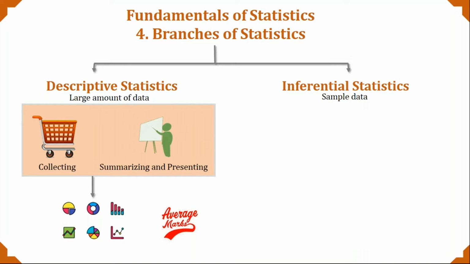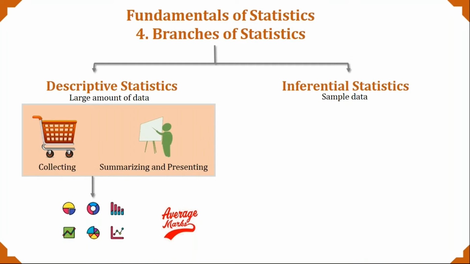Next, let's get into the inferential one. Now we know what descriptive statistics does. It provides information about our group of data. Whatever data we have in our hand, it provides information about that group. But inferential statistics is a branch of statistics that analyzes the sample data to reach a conclusion.